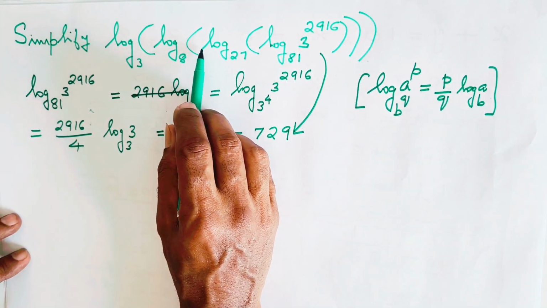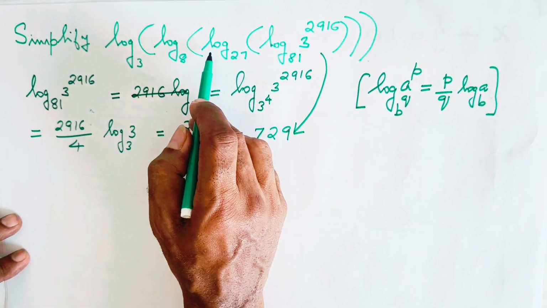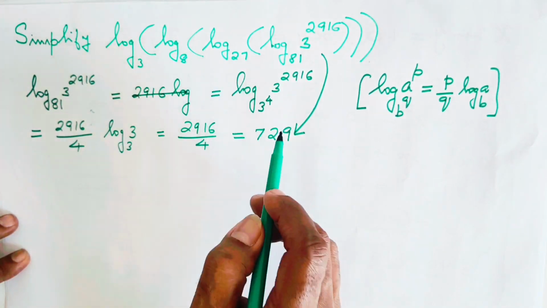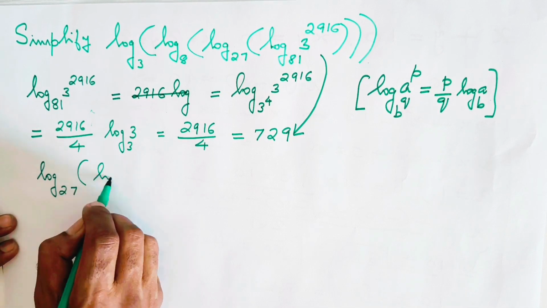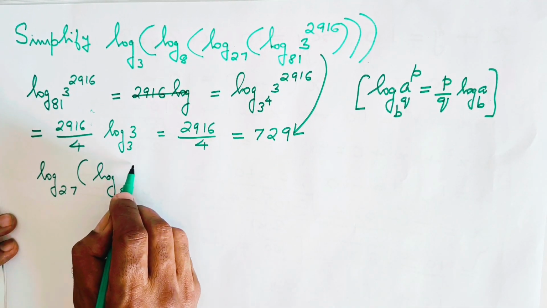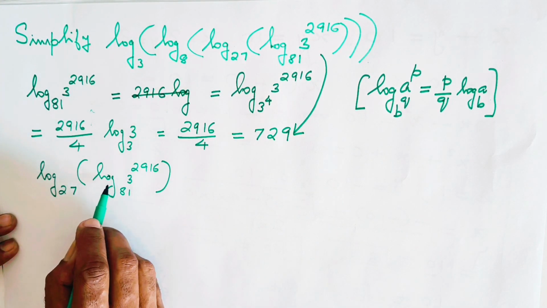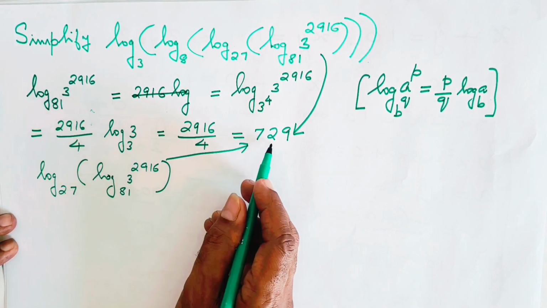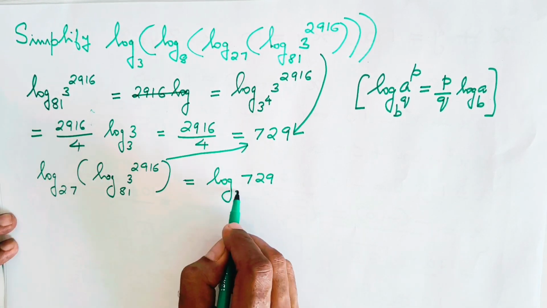Now let me take this term. See, one by one we are simplifying. This we have simplified to this. Now let's distribute this logarithm to this number. So you will have log 27. See, if I write this alone, this is what you get: 81, 3 to the power of 2916. Okay, if you look at this part, this is equal to 729. So let me plug in 729 here, and then comes 27.